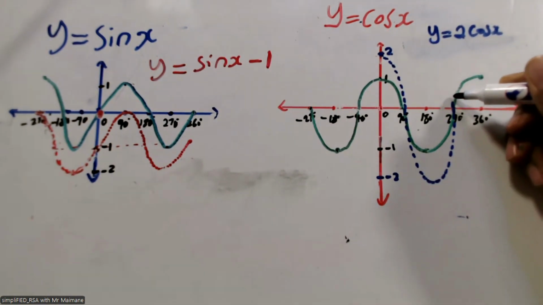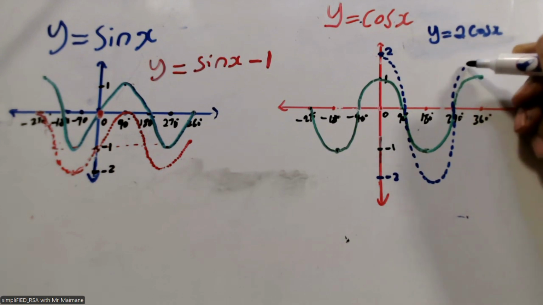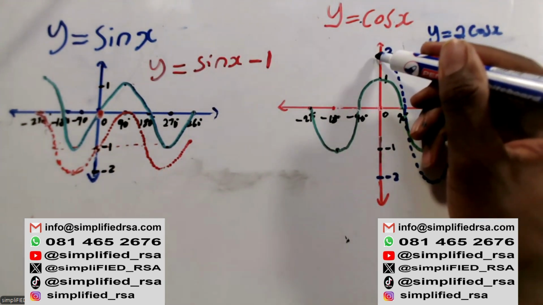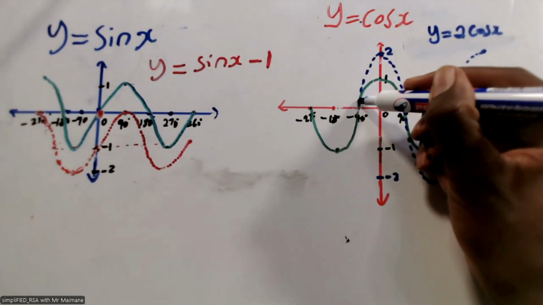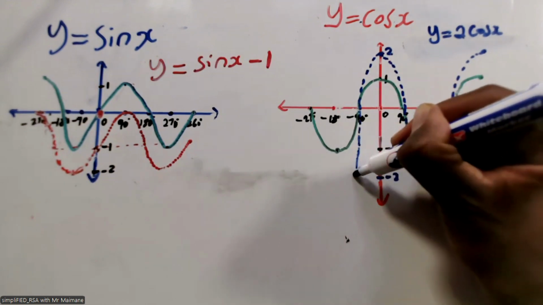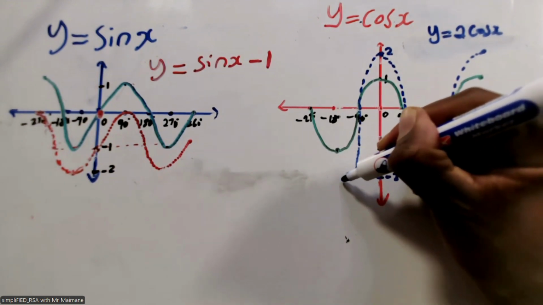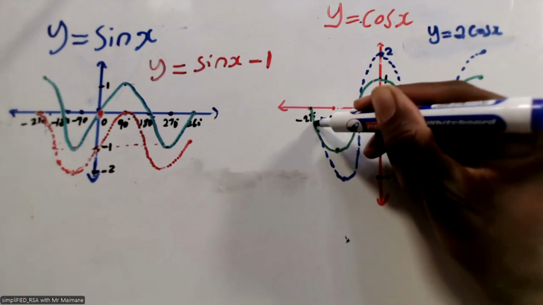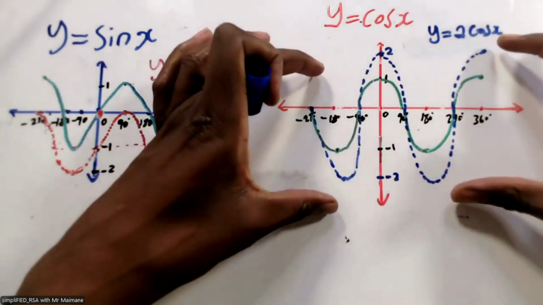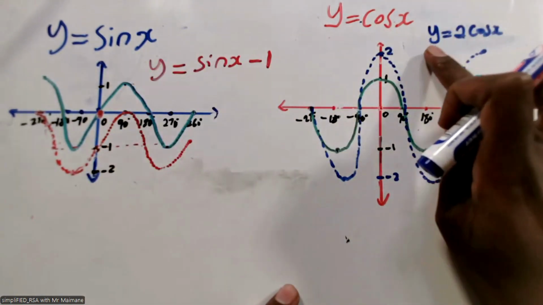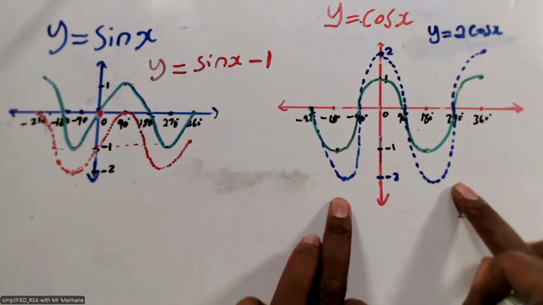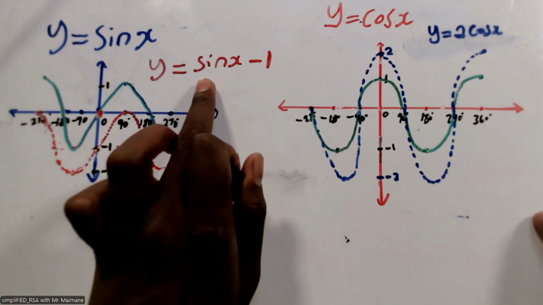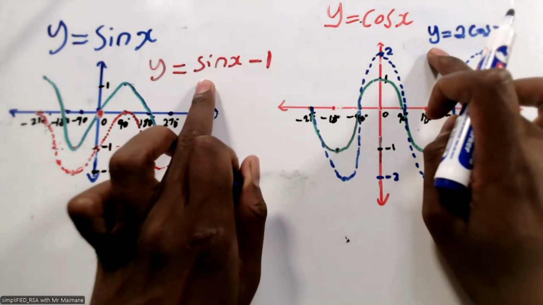There goes our new graph. Nothing really changes, just that it changed the amplitude from 1 to 2. So if I extend it like that, it's going to go also like this. This is our new sort of imaginary graph from the standard form. So y equals 2 cos x. It gives us this. Now we are required to plot this and this on one scale.